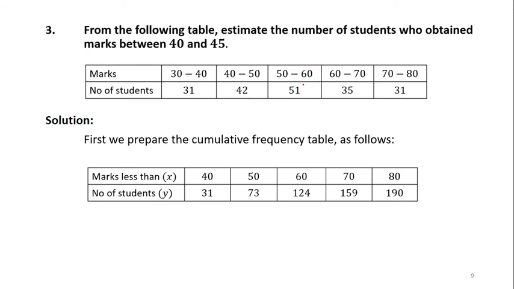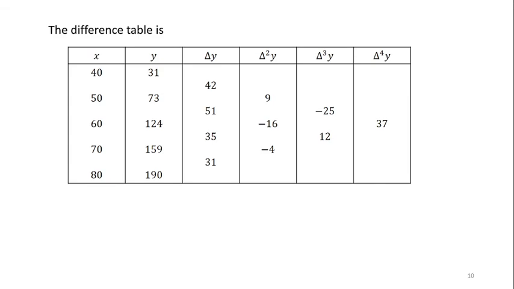The number of students who scored marks less than 60 is 31 plus 42 plus 51, that is 124. The number of students who scored marks less than 70 is 31 plus 42 plus 51 plus 35, that is 159. And the number of students who scored marks less than 80 is 31 plus 42 plus 51 plus 35 plus 31, that is 190. Now construct the forward difference table.